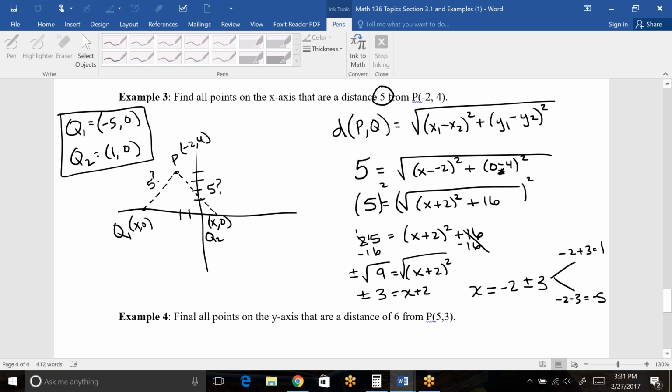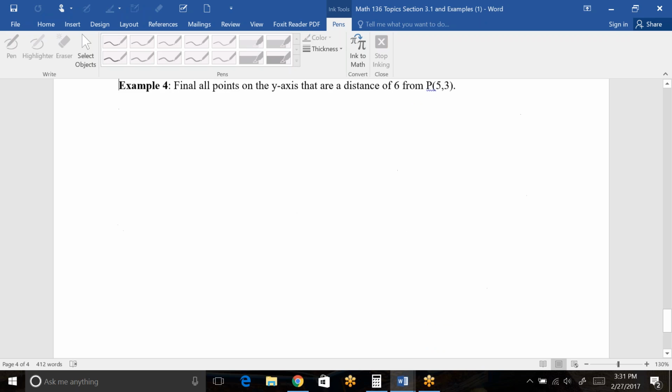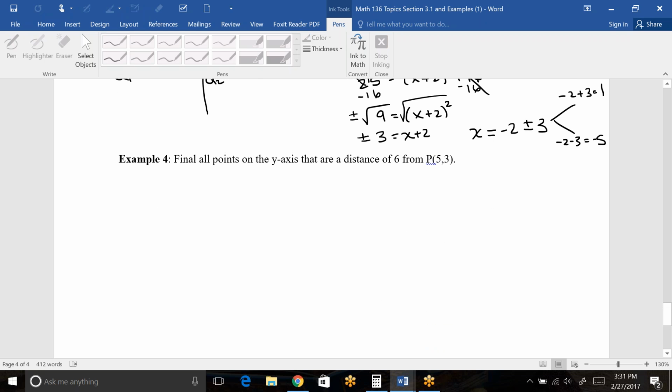All right, so we're going to do one more of these, and then that'll finish up the 3.1 part. It says, this is supposed to say find. That's a typo right there. Find all the points on the y-axis that are a distance of 6 from point P is 5, 3. Okay, so this time, and again, you don't have to draw the picture, but it helps me to orient what I'm doing. So this is 5 up 3, so there's P.